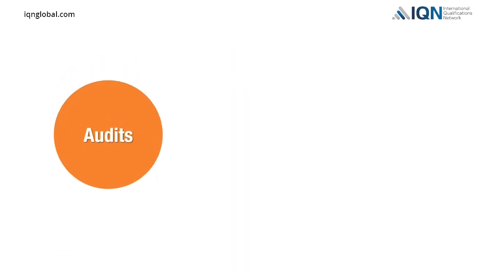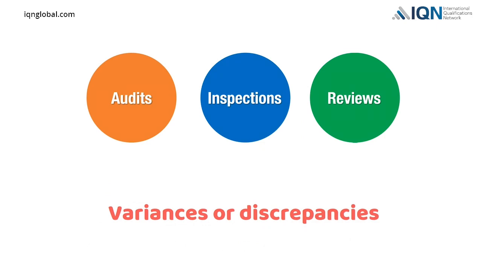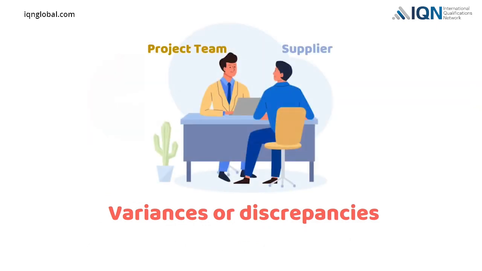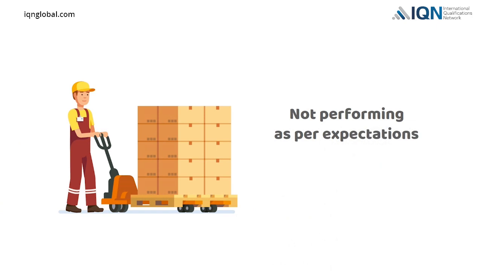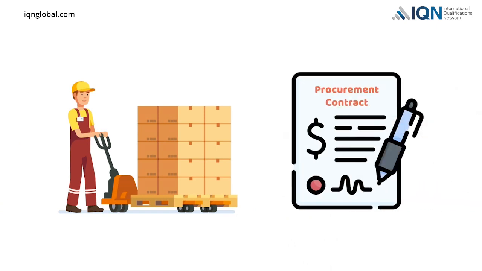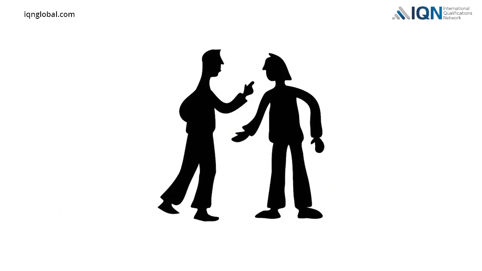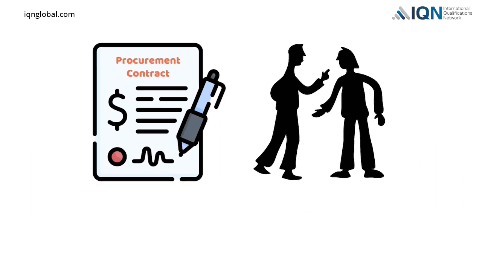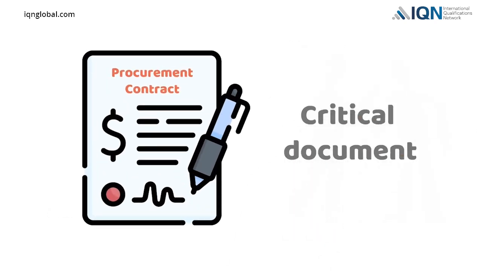If either audits, inspections, or performance reviews reveal that there are some variances or discrepancies, then the project team and supplier need to work together to resolve the issues. In case it is found that the supplier is not performing as per expectations, the project team will use the contract as a reference to convince the supplier to rectify issues. Unfortunately, sometimes disagreements or conflicts may arise between them. Procurement contracts typically outline the process and measures to resolve disagreements or conflicts. As we can understand, a procurement contract is a critical document.